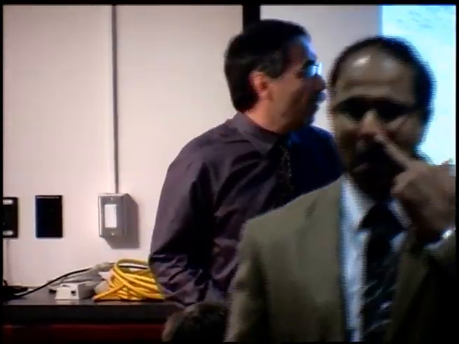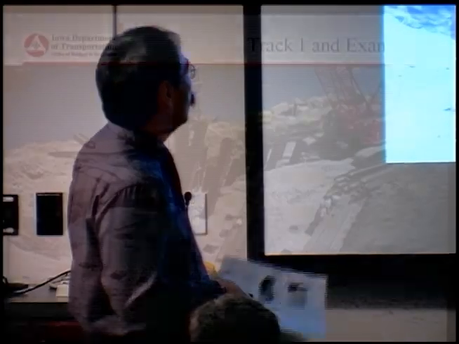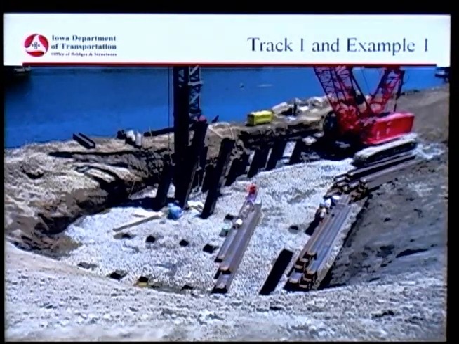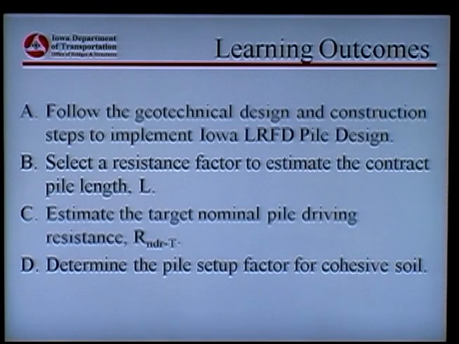Thank you. So track one, example one, we're talking about wave equation analysis for construction control. On track one, example one, what we're going to do here is follow the design and construction steps to implement the pile design. We're going to select a resistance factor to estimate contract pile length.